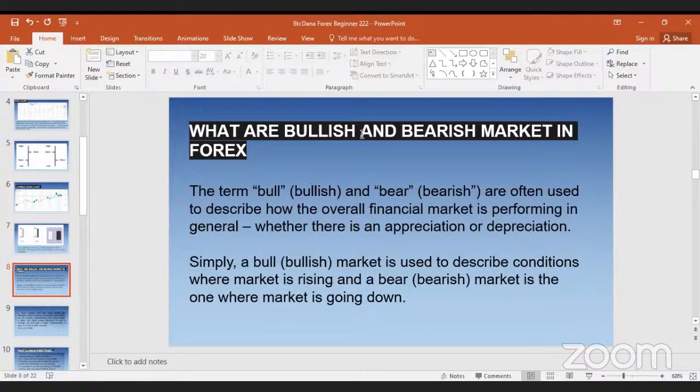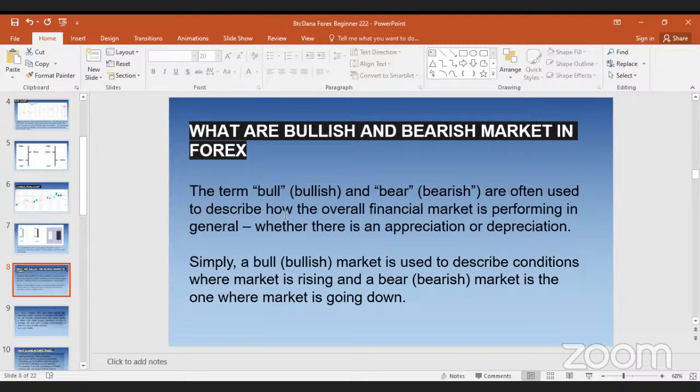Then we have the bullish and the bearish market in forex trading. If you are following me, you've heard me mention the bullish and the bearish market right from the beginning of this course. The term bull is short for bullish, and the term bear is short for bearish. You hear me saying bull sometimes, bear sometimes. Anytime I say bull, I mean bullish, and anytime I say bear, I mean bearish. They are often used to describe how the overall financial market is performing in general.